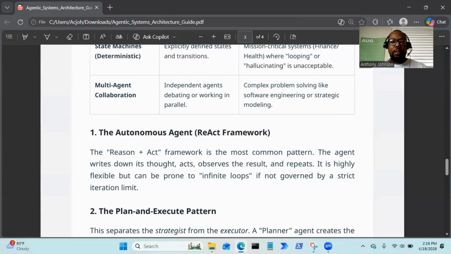So in this instance, the agent writes down its thoughts for what it observed. It acts. It observes the result of what it first initially observed and/or thought, and then it repeats.